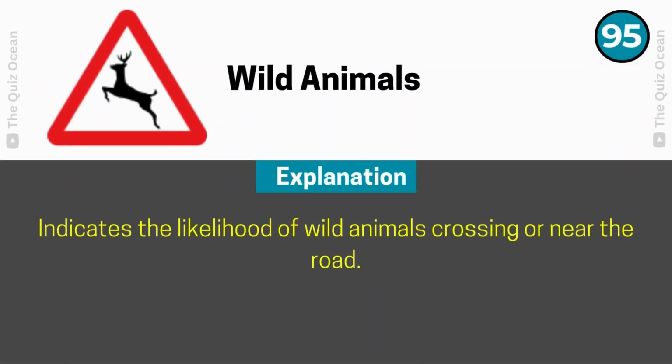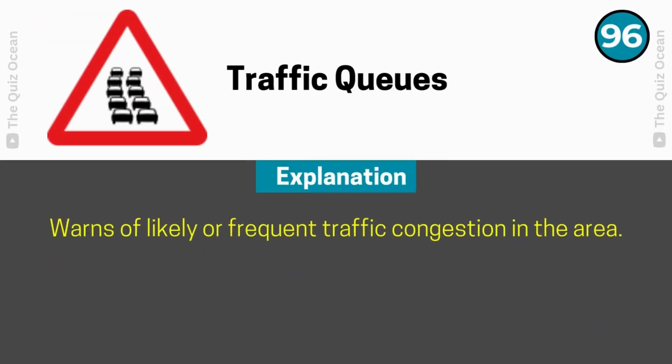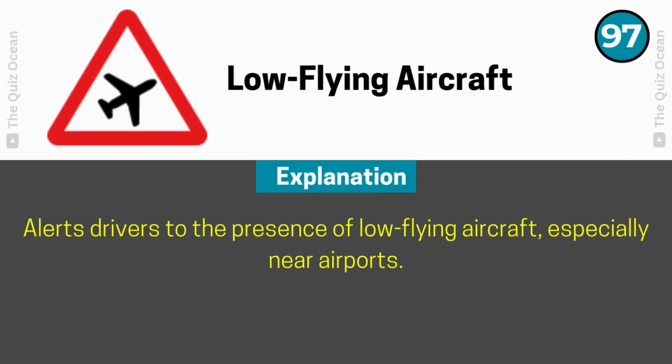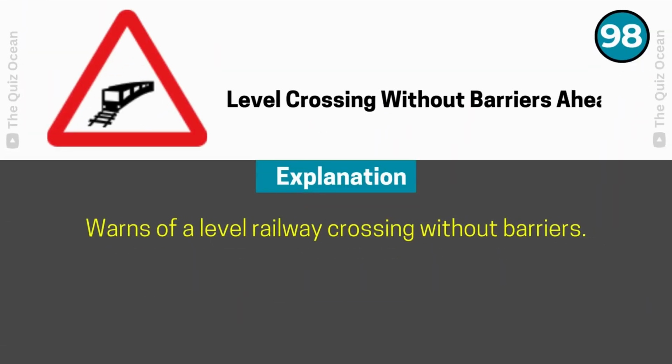Wild animals sign. Indicates the likelihood of wild animals crossing or near the road. Traffic cues sign. Warns of likely or frequent traffic congestion in the area. Low-flying aircraft sign. Alerts drivers to the presence of low-flying aircraft, especially near airports. Level crossing without barriers ahead sign. Warns of a level railway crossing without barriers.